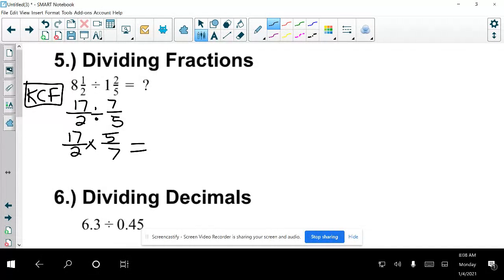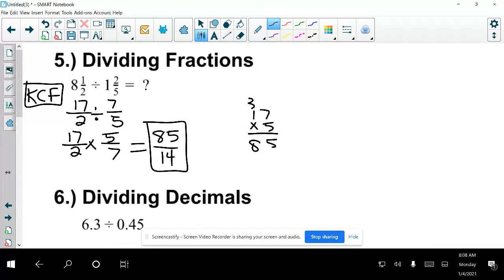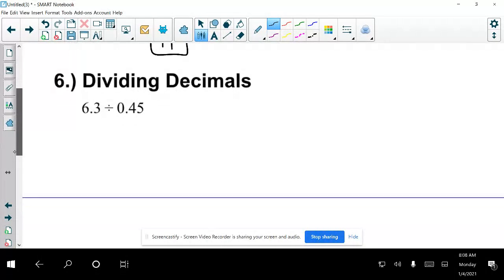So if you don't know what 17 times 5 is without a calculator, you're going to have to do that over here, okay? And that gives you 85 over 2 times 7 is 14. And you can just leave that improper, okay? It doesn't reduce. And I know it doesn't reduce because I couldn't cross reduce there on those two, okay? But always, always make sure that your answer is in lowest form, okay?